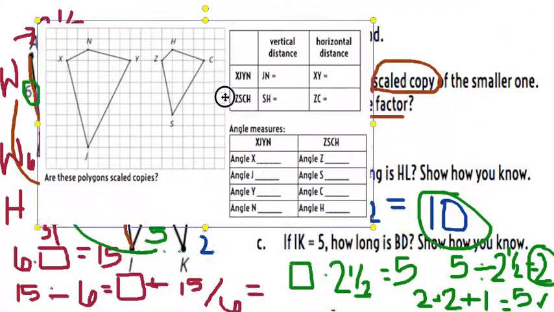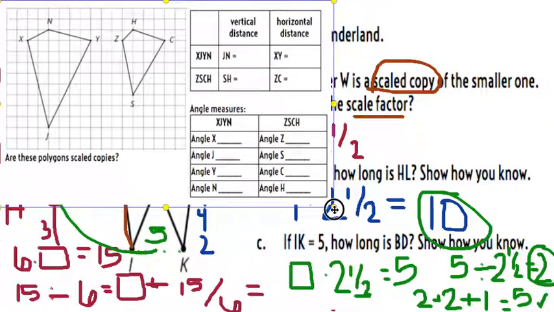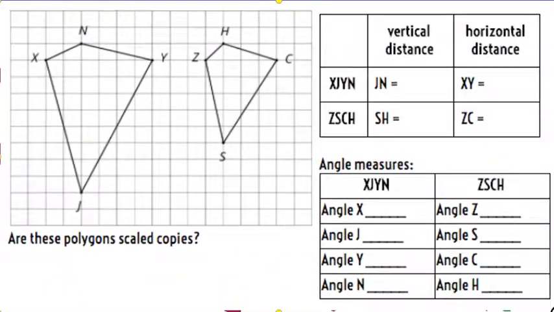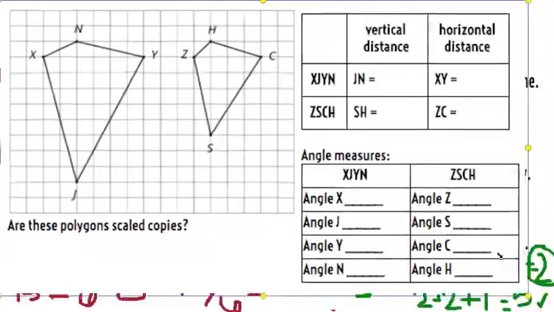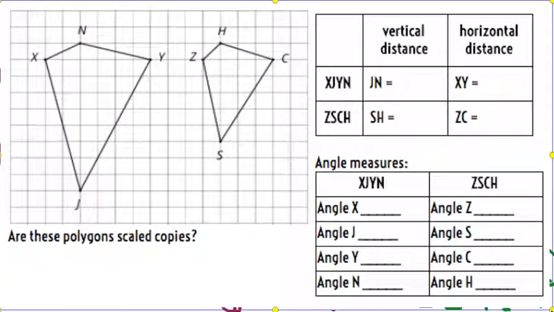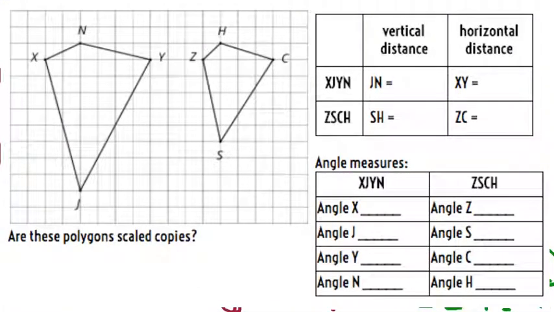I'm going to give you one more. Looking at this, I want us to apply everything that we've just talked about. We've talked about angles and we've talked about distances. So looking at this, we have these two shapes that look pretty similar to each other. Are they actually scale copies? So I'm going to pay attention to lengths, looking for a scale factor. And I'm also going to look for angles. Are they the same?